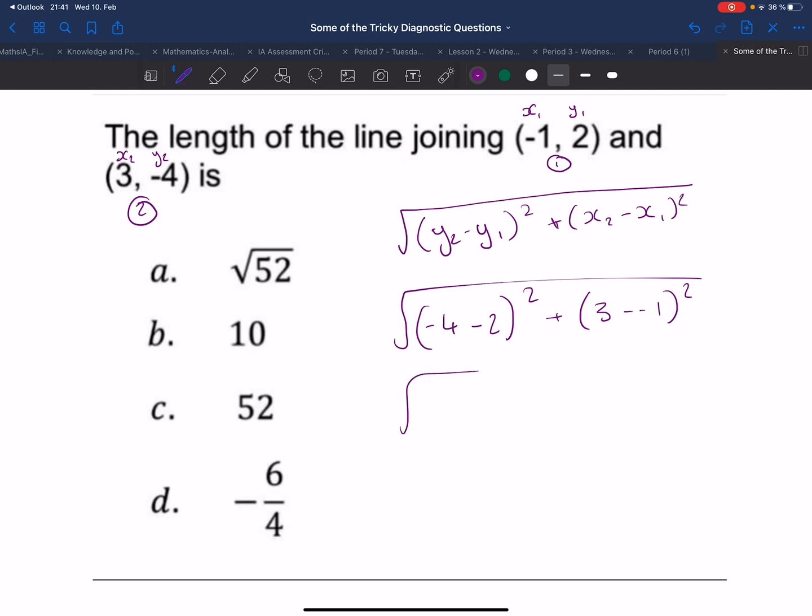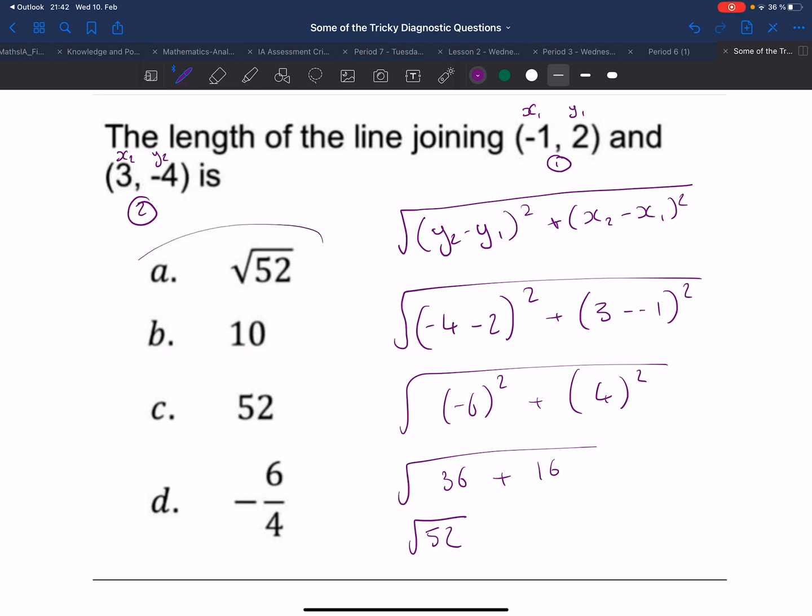It doesn't matter if I had my coordinates the other way around, it's still going to give me the same answer. If I carry on working through, then I have -4 minus 2, which is -6. 3 minus -1 is like 3 plus 1, so that's 4. And then if I work that through, -6 squared is 36. 4 squared is 16. 36 plus 16 is 52. So that means the length of the line joining those 2 points is the square root of 52. So my answer should be A.